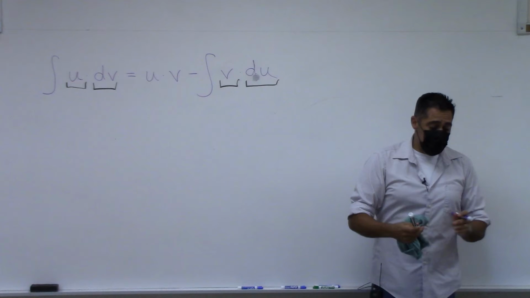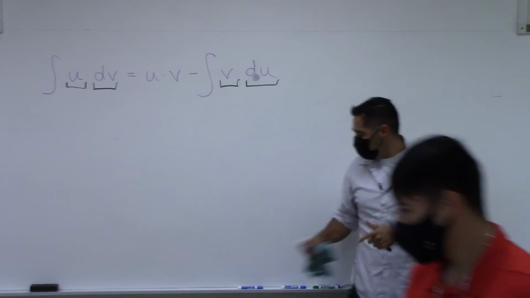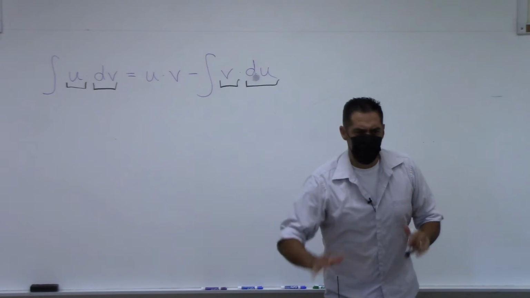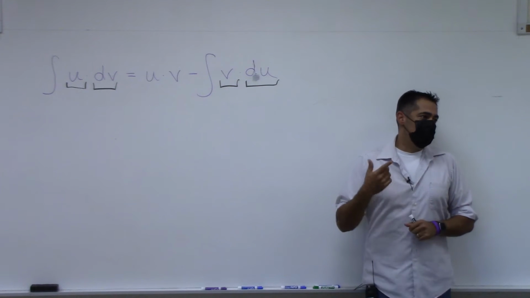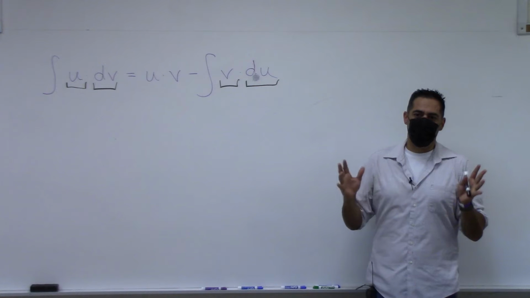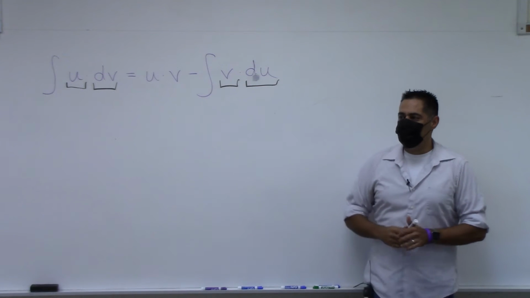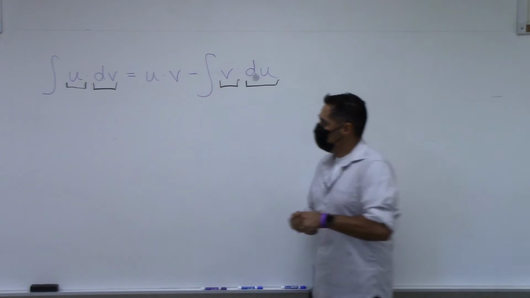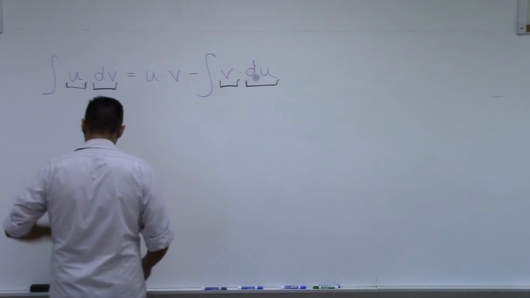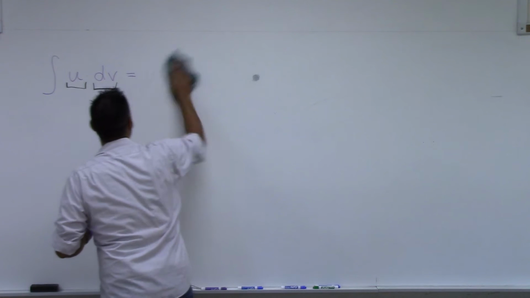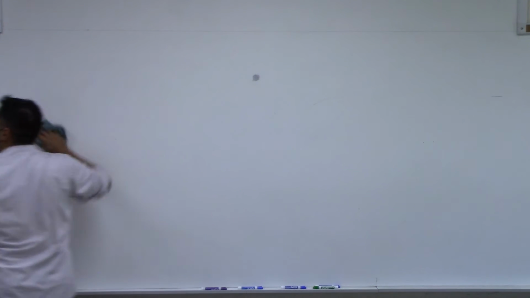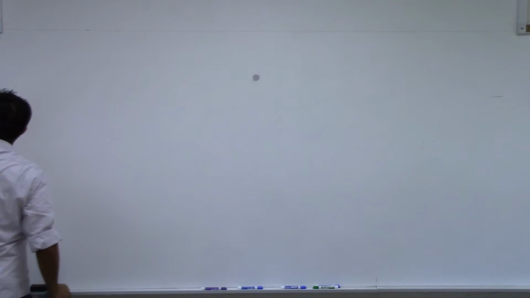So let's do an example. I know we did one last time, but let's do a basic example where we can see this formula in action. Then we're going to see that there are other integrals where we use this formula, but it's not as obvious. So for our first example, I'm just going to erase this and put it on the side, off screen. Everyone has it: integral u dv equals u times v minus integral v du.